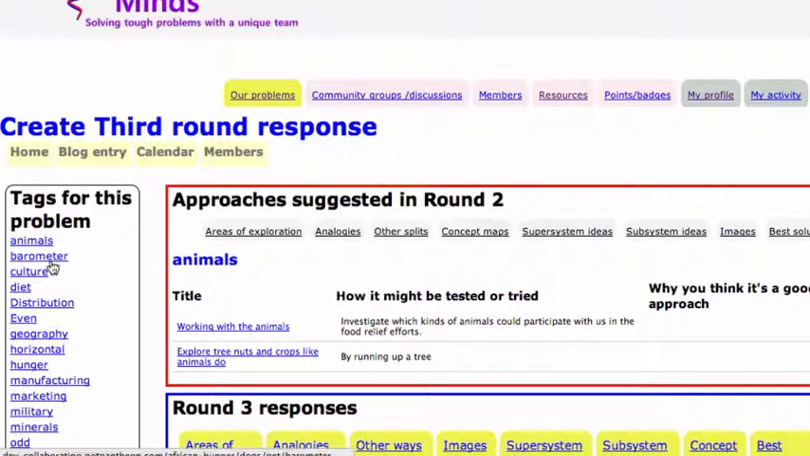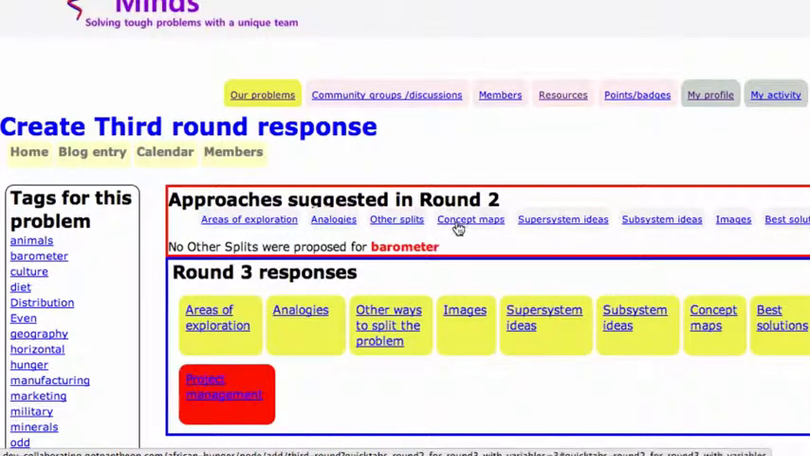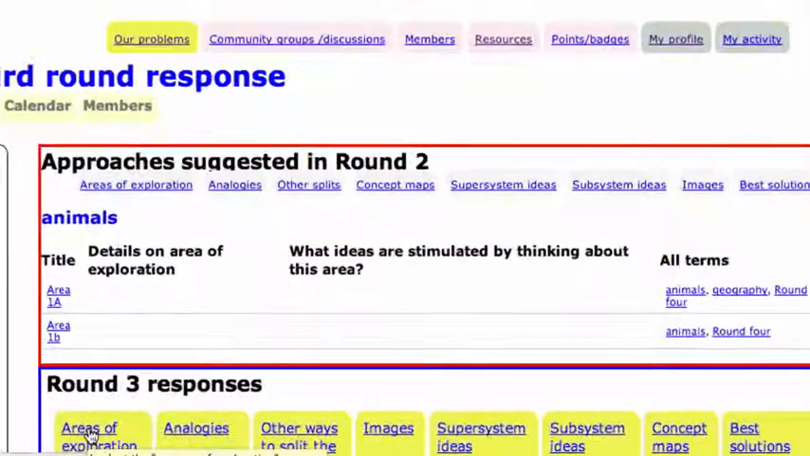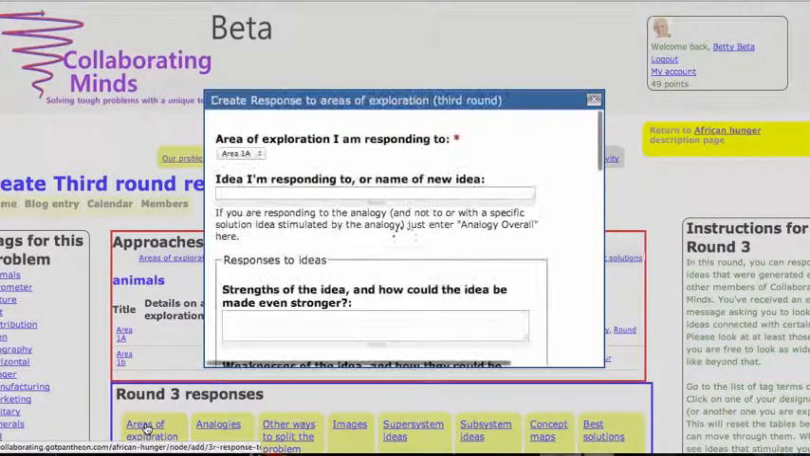Similarly, we can look for the barometer related tags and see what was available from that. For any ideas that strike your interest or to which you have a response, you can click on the kind of idea it was and respond to it.